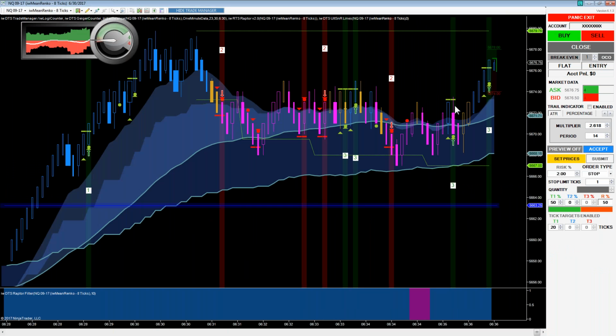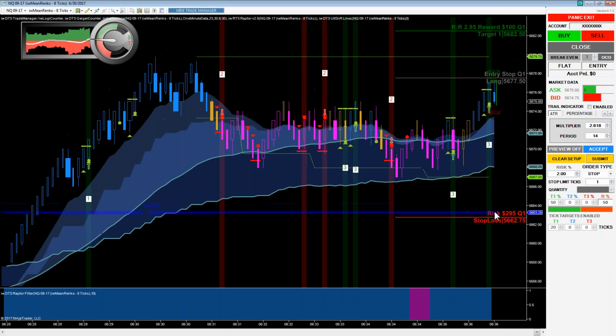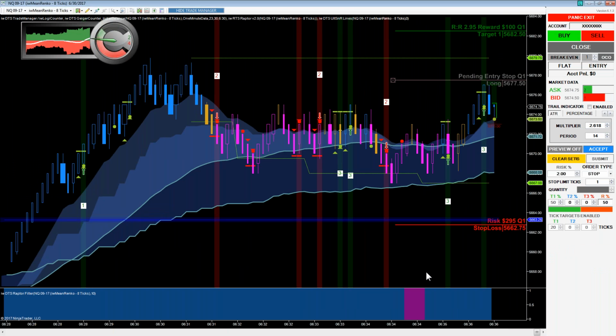All right, well, we're getting a hard edge bounce here on the Raptor to coincide with that Hawk signal. So perhaps I'll take a look at this instead. Now, again, this is still very early. We're only about 5-6 minutes into the day.